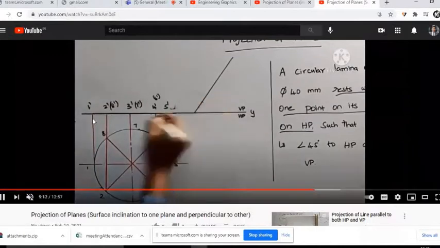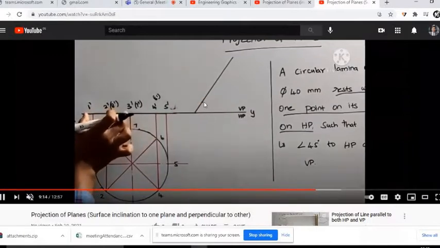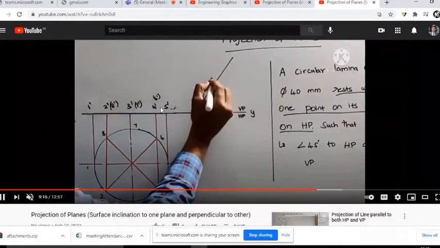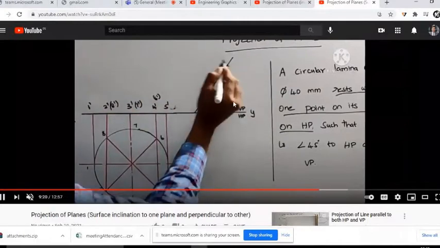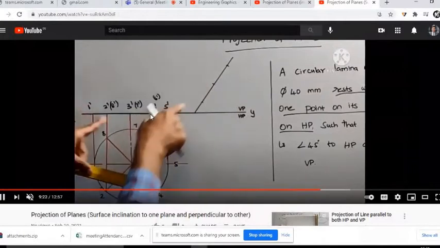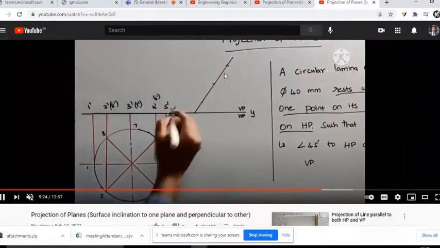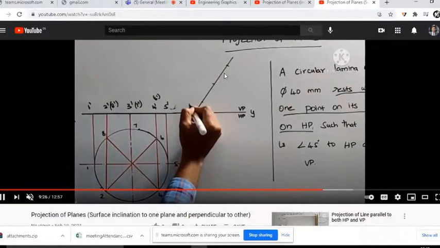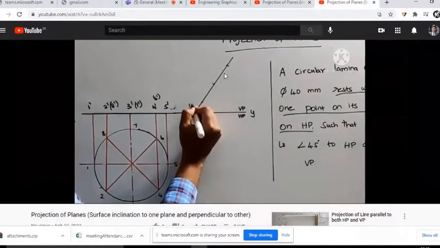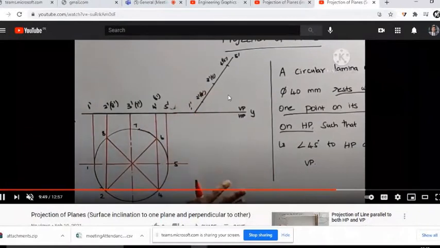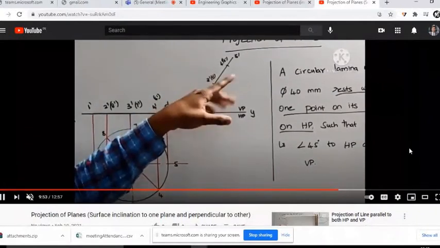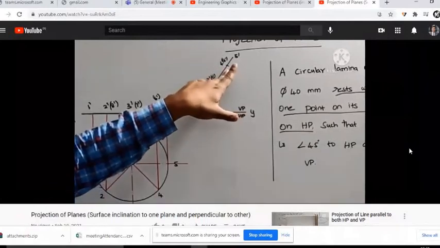So you need to measure the distance between 1 dash and 2 dash and transfer it, 1 dash to 3 dash you transfer, 1 dash to 4 dash you transfer. Likewise, we need to transfer all the points here. Something like that you will get. Now you need to draw the top view of the final position.